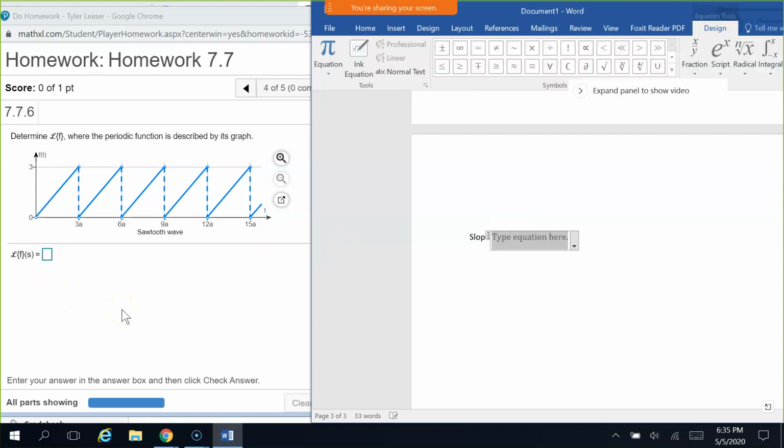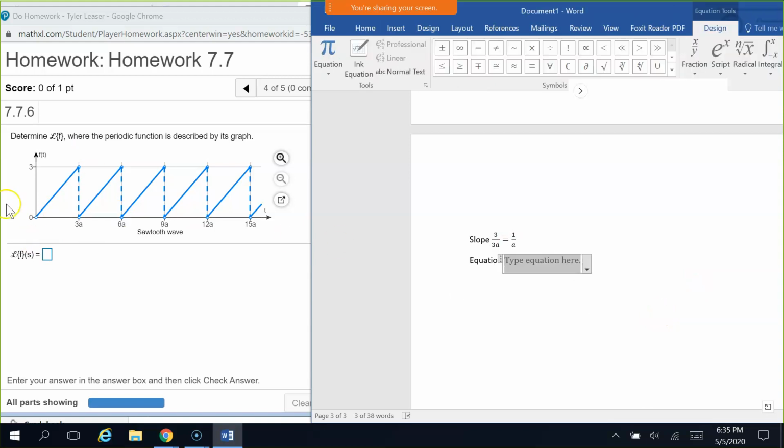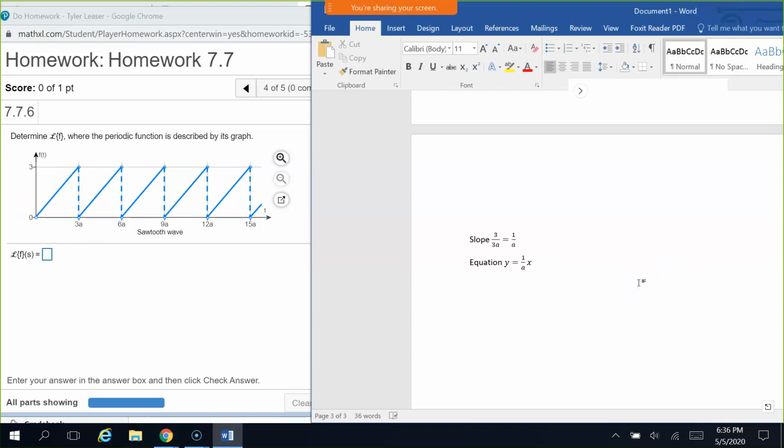I guess to really write it out, it's going up 3 over 3a, and then the 3's cancel, so we get a slope of 1 over a. It also has a y-intercept at 0. So that means that the equation for this straight line is just going to be y equals 1 over a x. Now that's the equation of this one. The problem, right, is that it's periodic, which means it does that and then it repeats forever and ever and ever. And I don't know if there was a really good way of writing that out.